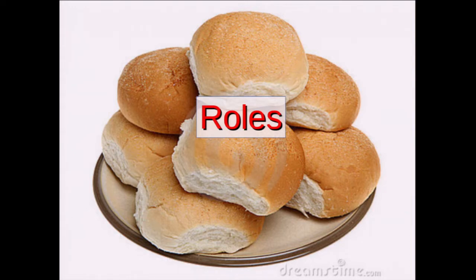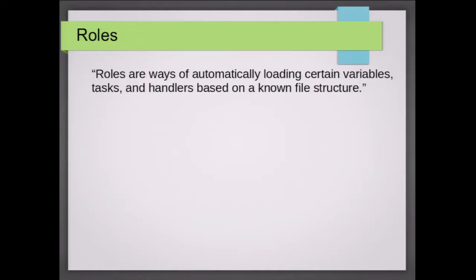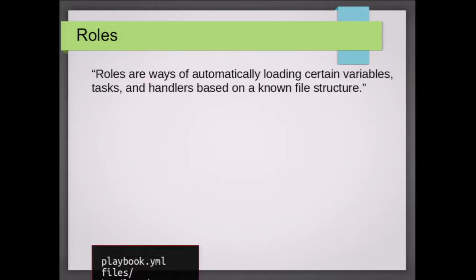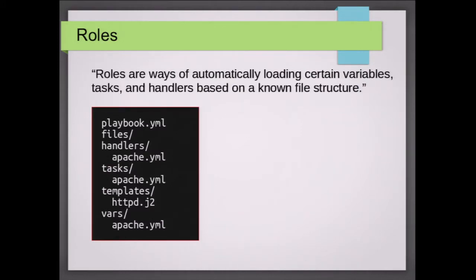And this is something we only discovered a few months ago: roles, which is basically, I think, Ansible's encouraged way of making useful, deployable, reusable chunks of Ansible. So as I say, an automatic way of loading certain variables, tasks, and handlers based on a known file structure. So that's where we've got to so far with our restructuring. We've now got a playbook, we've got files and templates directories, and we've got handlers, tasks, and vars with some YAML files in them. That's pretty good, but it can be better.